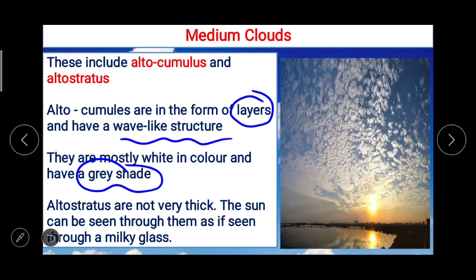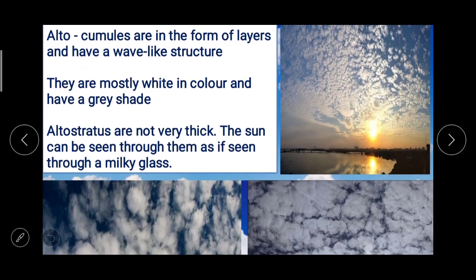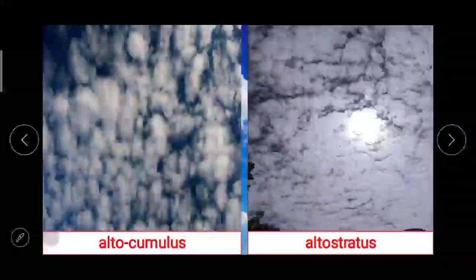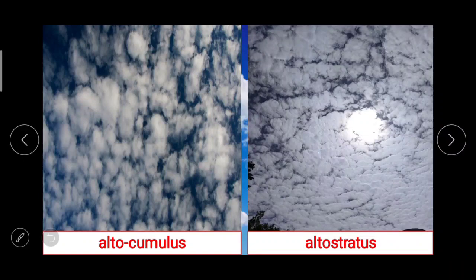Then the altostratus are not very thick. The sun can be seen through them as if seen through a milky glass, like this in the figure you can see. Next one, low clouds. These consist of 5 types of clouds: stratocumulus, stratus, nimbostratus, cumulus and cumulonimbus.